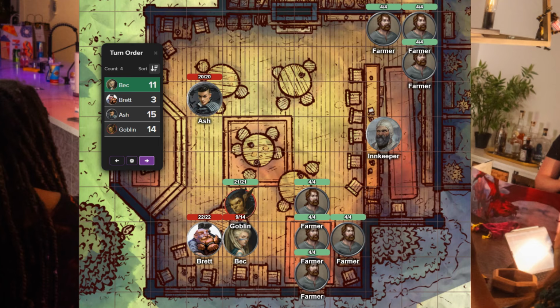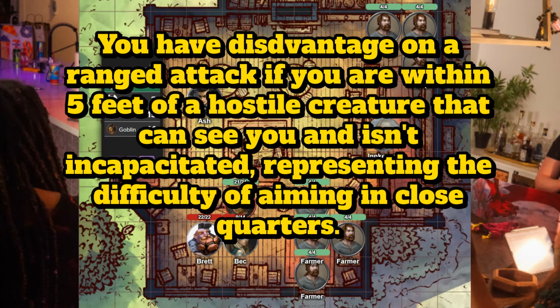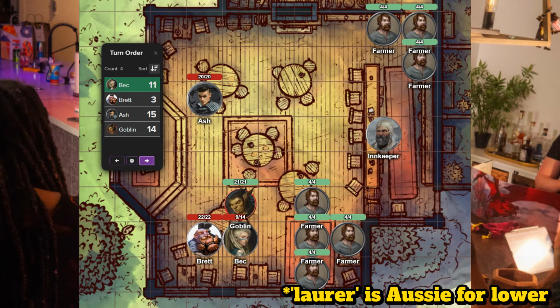However, there is another rule. When a character makes a ranged attack and has an enemy within 5 feet, or in other words next to them, it's harder and they get disadvantage on the roll. Think of it like trying to shoot someone with a bow while they're swinging a sword around. If they're right next to you, it's much harder. So Beck's going to roll 1d20 twice and take the lower of the 2 rolls. This is what disadvantage is.